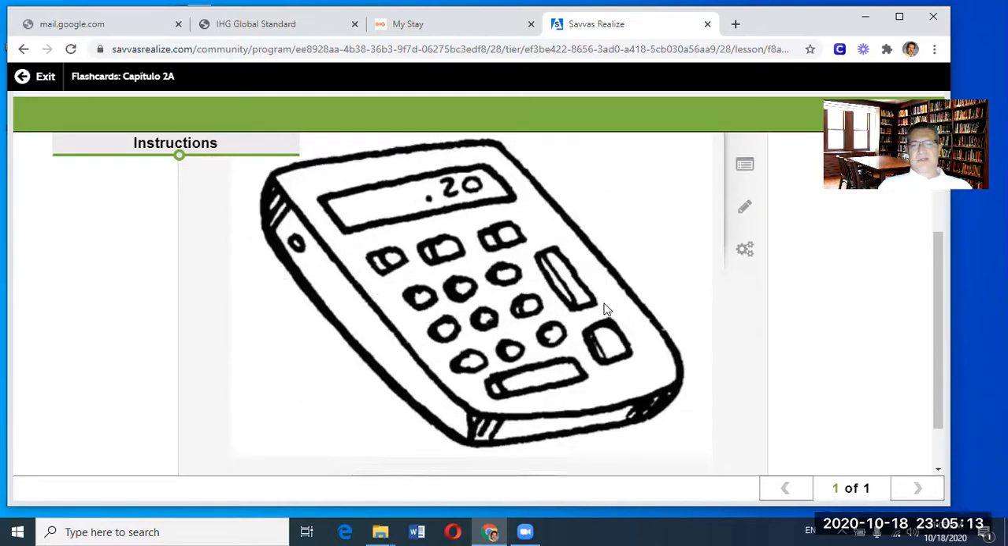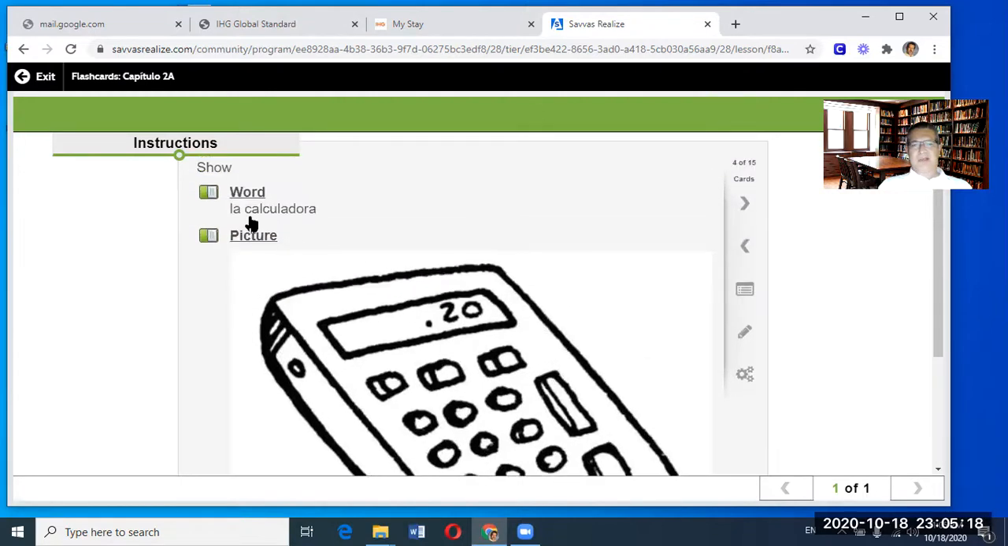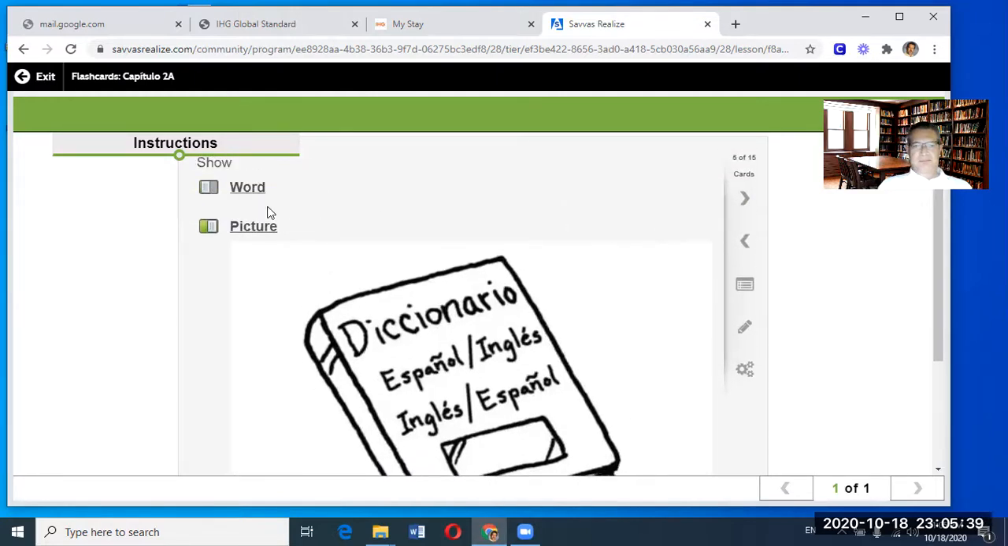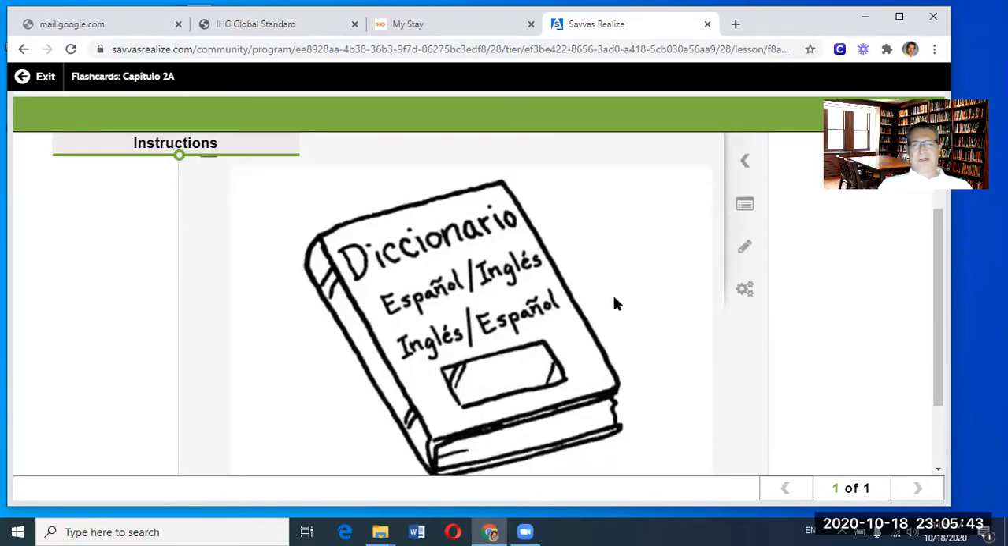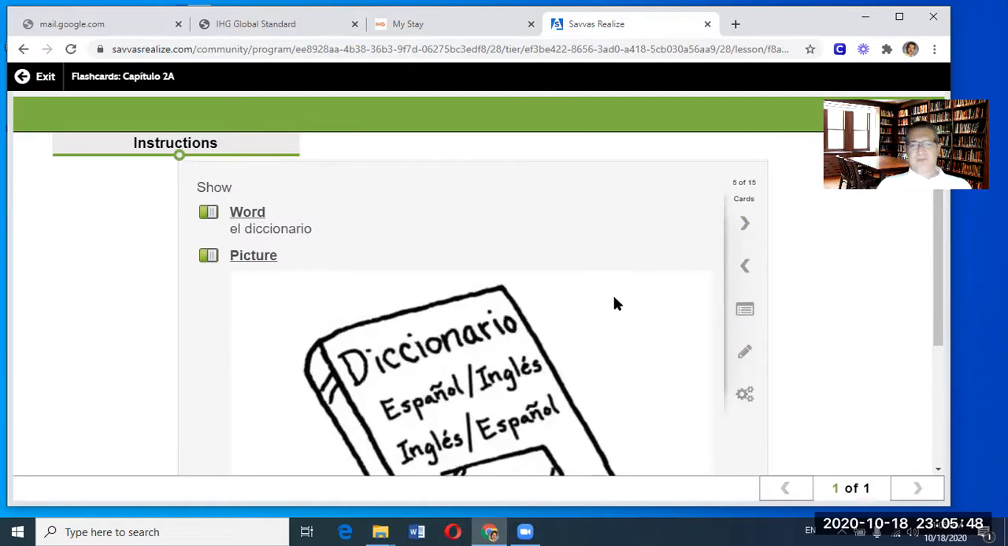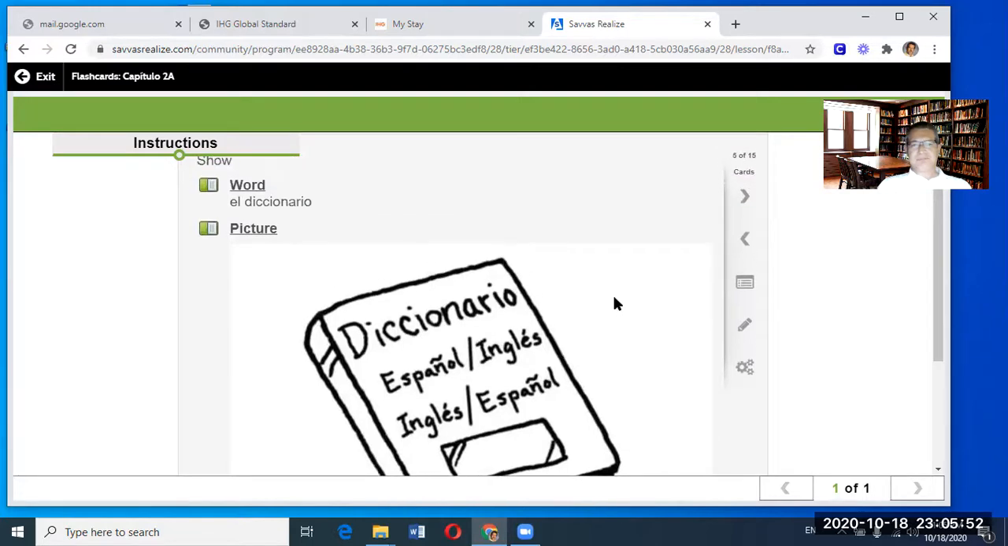La calculadora, the calculator. And please note that this is feminine. It's feminine because it ends with an A. That's why it's la and not el. It's la calculadora, the calculator. El diccionario, the dictionary. This, in turn, is a masculine word, so that's why it starts with el and ends with an O, and this is obviously singular. If it was plural, it would be los diccionarios, with an S, but it's one, so it's el diccionario.